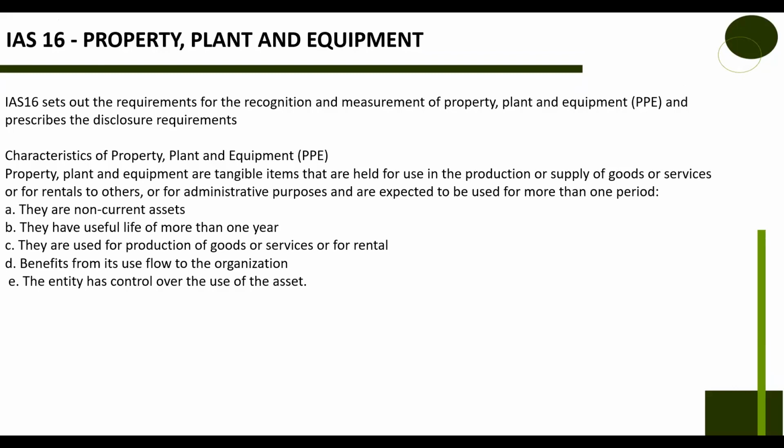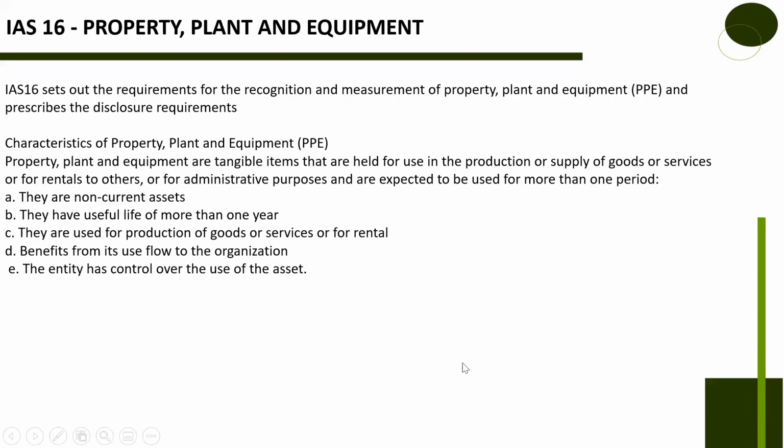So first of all, let's look at what are the characteristics of property, plant, and equipment. It's usually called PPE. I don't know why, but it looks funky and looks easy to call PPE. So when you hear the standard that speaks to PPE, property, plant, and equipment, that is IAS 16. Property, plant, and equipment are tangible items that are held for use in the production or supply of goods and services. This is something you should be able to easily relate with.